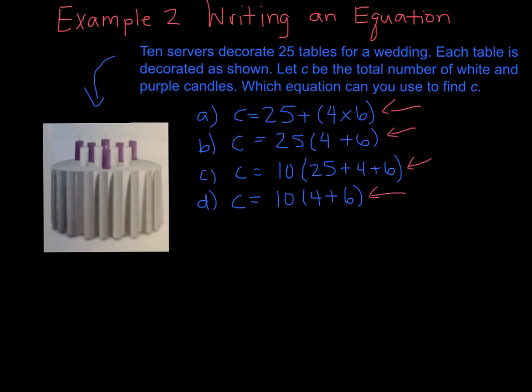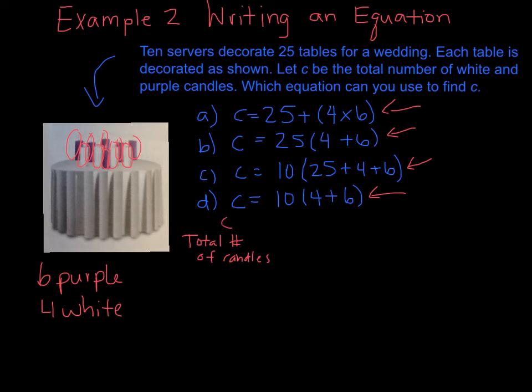So that's where you're supposed to count the candles. So we have 1, 2, 3, 4, 5, 6 purple. And we have 1, 2, 3, 4 white. So let's write this out in words. First of all, we have the total number of candles. That's what C equals. So total number of candles. That's what our C is representing. And then what means our equal sign. We talked about that earlier.